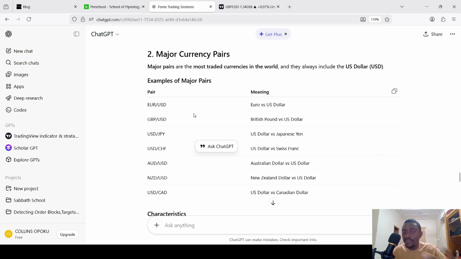These major ones are the most traded currencies in the world. AUD, Australian dollar; you can look at the meaning of the pair and know what it stands for. The CHF is the Swiss franc, the AUD, as I explained, is the Australian dollar, NZD is New Zealand, and the CAD is the Canadian dollar. Those are the major pairs.